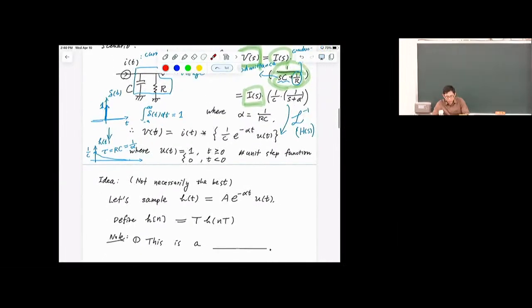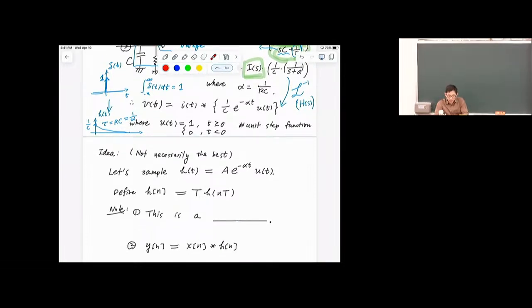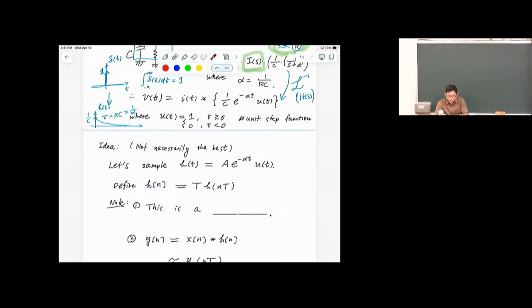Now, since we agree that we are quite interested in this circuit and we want to simulate it in the digital world, in your computer, with a processor, the idea is now let's sample. We design the impulse response in discrete time. Here's my suggestion: we sample our continuous time impulse response, h of t, at integer multiples of the sampling period. Essentially, that's what I suggest we do.